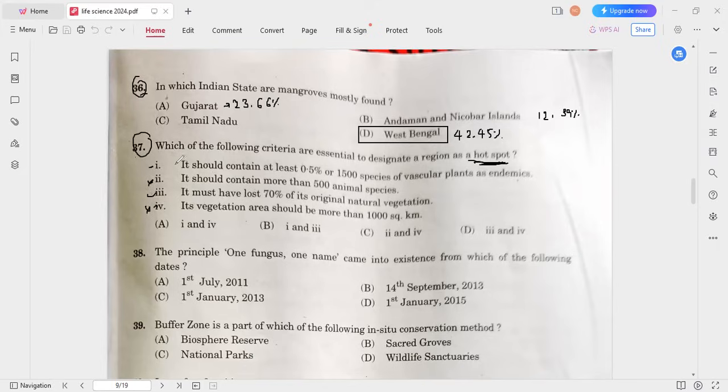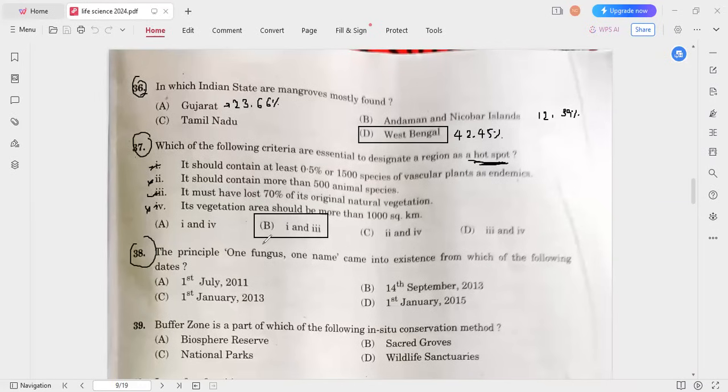So options 1 and 3 are correct. So here 1 and 3, that is option B. Option B is the correct answer for this question number 37. It should contain 1,500 species of vascular plants as endemics, and it must have lost 70% of its original natural vegetation. Okay, so now move on to the next question, that is question number 38.